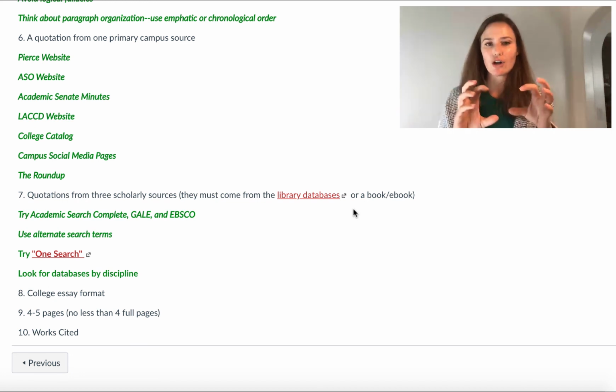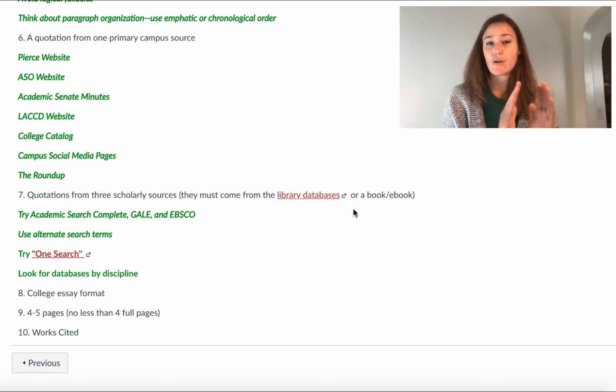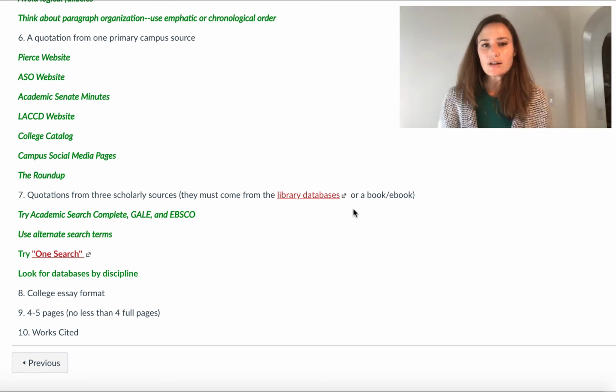Try different terms because unlike Google, a lot of these databases don't know what you're trying to say. So you might find that you use one term and you don't get any results, but you change the term, you use a synonym, and you get several results. You can also try OneSearch, which I've linked here. OneSearch searches a lot of the databases at the same time, but the downside is it doesn't search every single database.